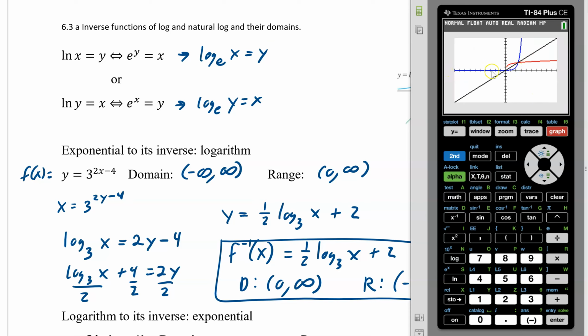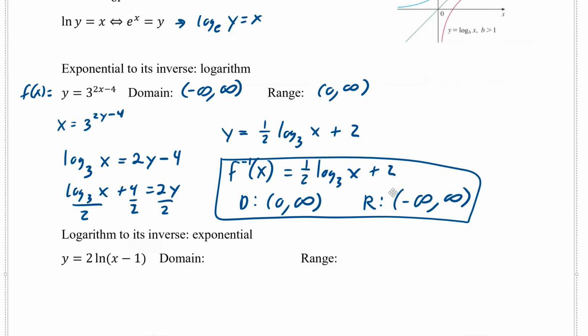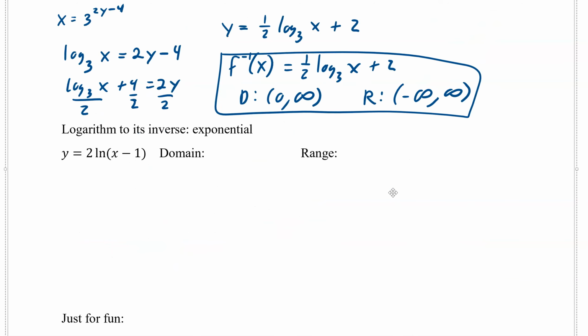And here we have a horizontal asymptote. So you can see it's greater than 0. And then for the other one, you can see now the domain is greater than 0. So the range is greater than 0 for the blue. Domain is greater than 0 for the red. All right, let's try another one.